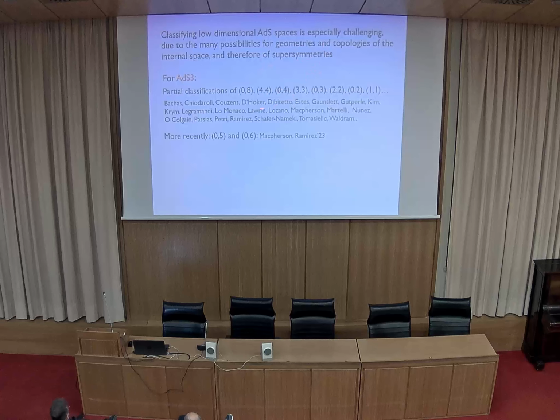Some of these classifications are complete, some others are partial. Many people have contributed to this. Here I will be focusing on a recent classification by Neil McPherson and Anayeli Ramirez a couple of years ago. They classified AdS3 solutions with 0,6 and 0,4 supersymmetries. I will mostly focus on the 0,6 case. The notation is such that 6 means 6 Poincaré supercharges, so you would have to add the superconformal generators. In total, you would have 12 supersymmetries.